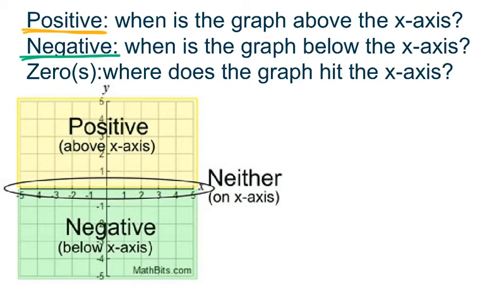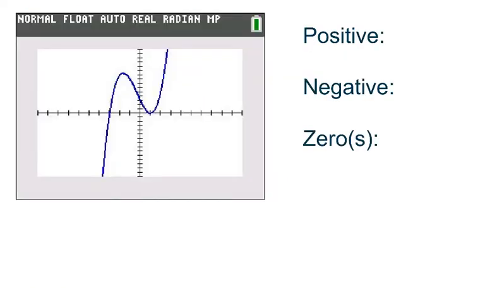And then zeros, you've talked about this before. Here, I'll do it in red. Zeros are, oh, that's not red. There we go. Zeros are where it hits the x-axis. So anywhere it would actually hit that graph. So we'll look at some examples.